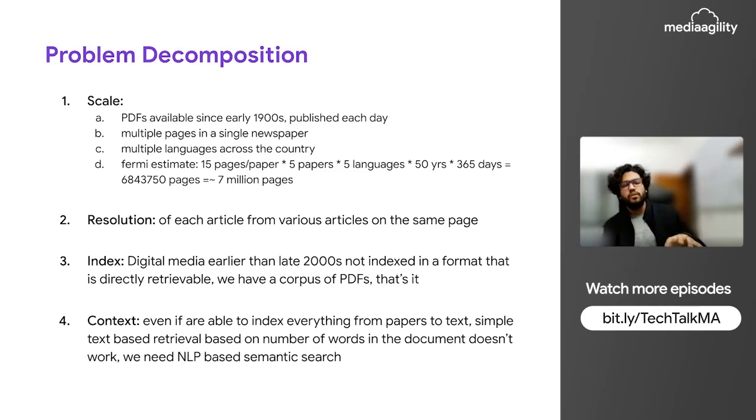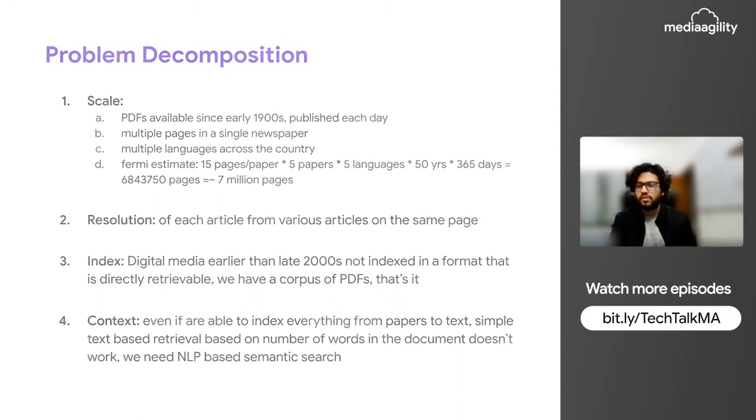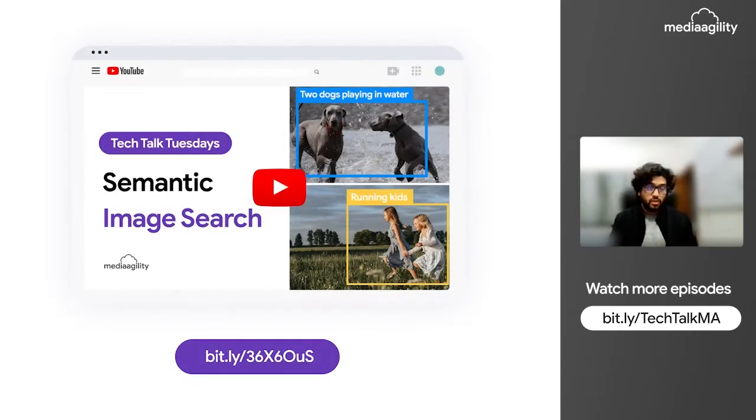We talked about the end goal being context-based retrieval. So first we'll have to index all of it. Say we achieve that, we segment it, we index it. The other problem is about context, right? You just cannot simply do a text-based retrieval based on the number of words in the document. Akansha talked about this in one of our previous tech talks, so if you want, you can check that out. It's on MediaAgility's channel, and it's about semantic image retrieval.